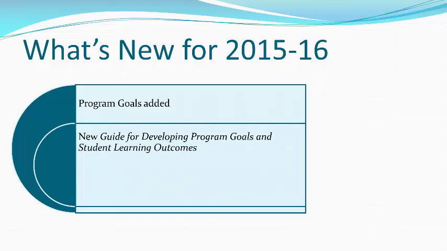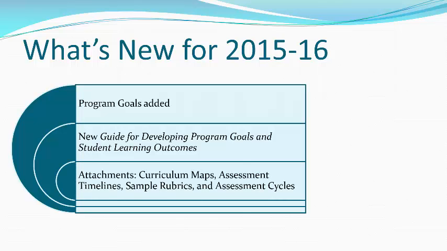To help you with this process, we have a new guide for developing program goals and student learning outcomes. And also, we're going to ask this year that the curriculum maps, assessment timelines, sample rubrics, assessment cycles, etc. be attached to the plan rather than embedded directly into the windows in Compliance Assist. We have learned over the last few years that when we enter grids and graphs and tables into Compliance Assist, we get some very odd formatting. So this will help us avoid that and make it much cleaner, as well as easier for us to edit in the future.